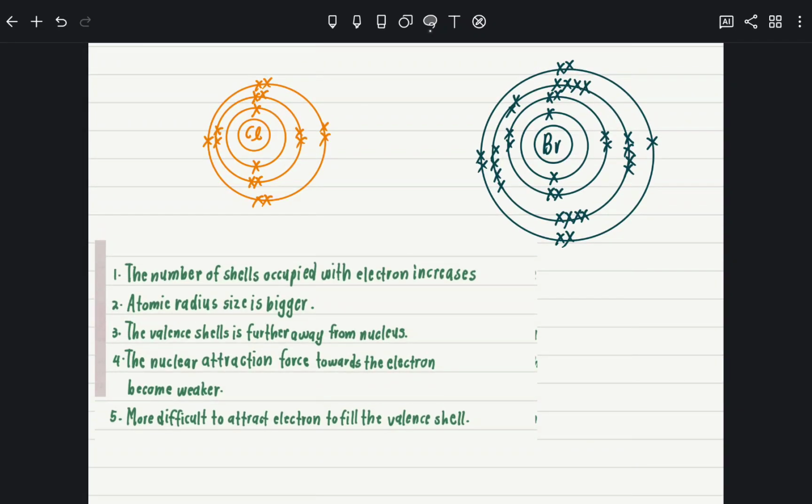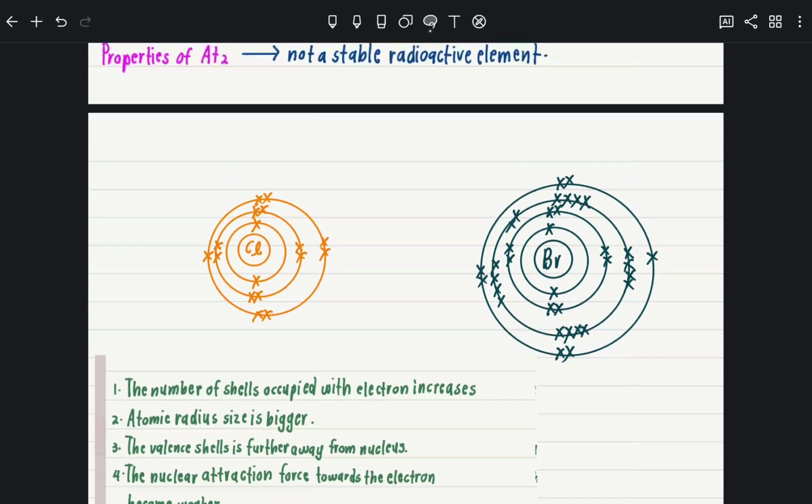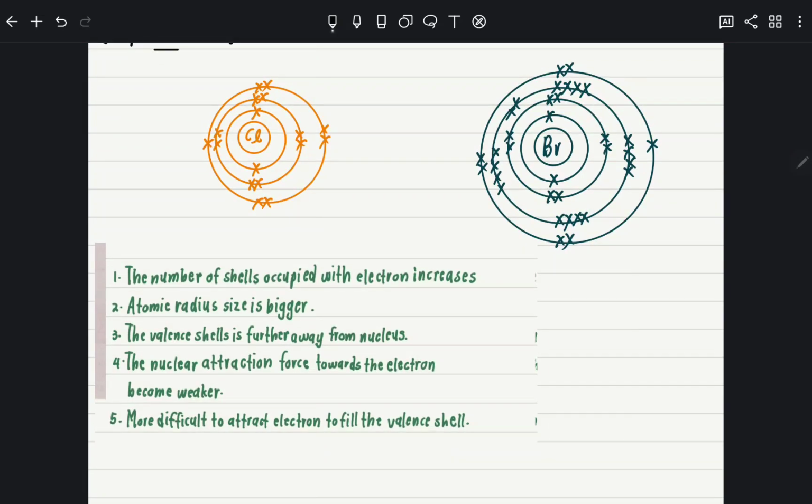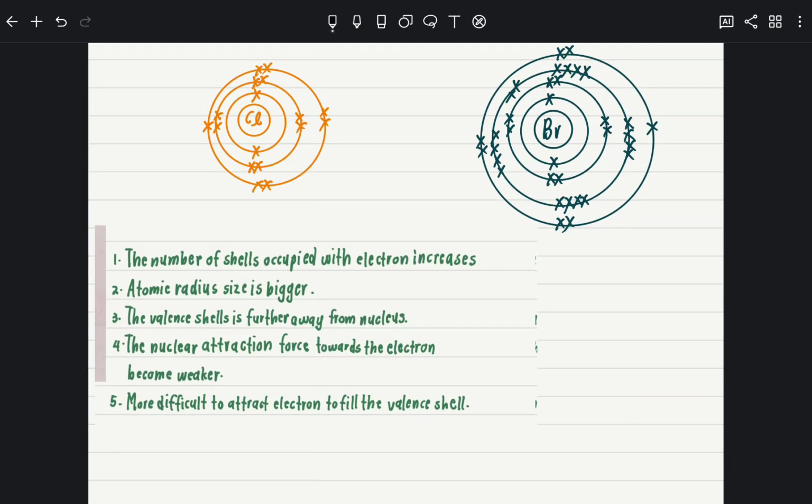Okay, so you see how I explain. The number of shells occupied with electron increases. So the first point to compare the reactivity. Compare reactivity. Write it on top first. So the first point to compare reactivity is we will see the atomic size. Right? So whose atomic size is bigger? Bromine is bigger. So you must state that the atomic size for bromine atom is bigger than chlorine atom. Full stop. Then second, the number of shells occupied with electron increases.